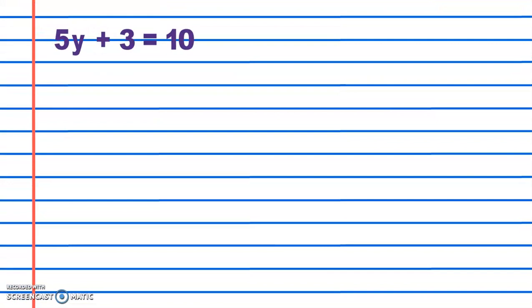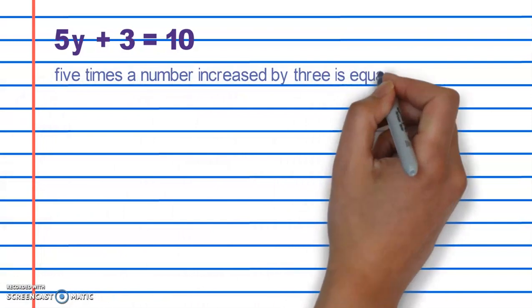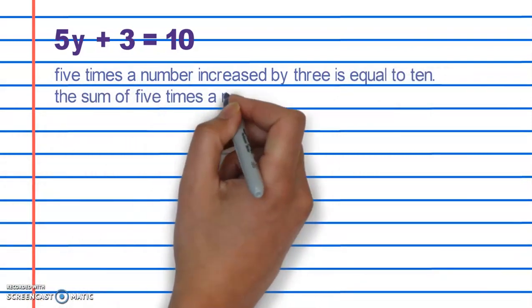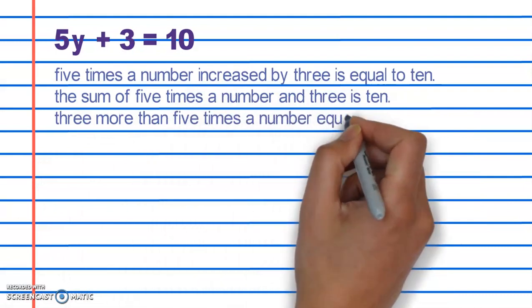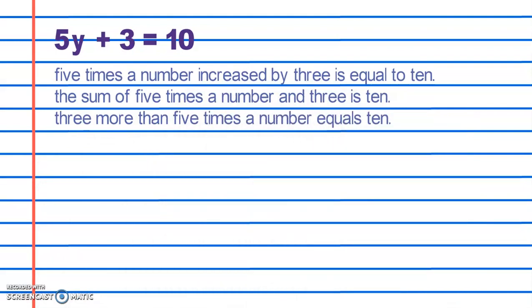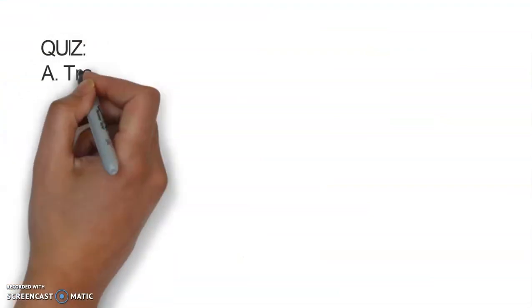For the fifth example, it can be translated to 5 times a number increased by 3 is equal to 10, the sum of 5 times a number and 3 is 10, 3 more than 5 times a number equals 10. Note that expressions containing phrases like added to, subtracted from, and less than might be translated incorrectly. Be careful, just switch the two terms. Let us have a quiz.